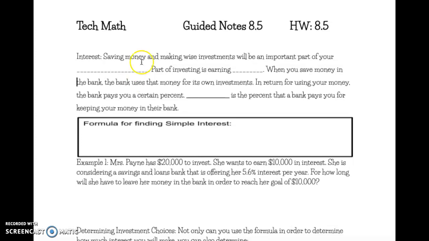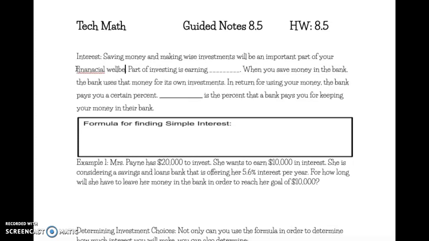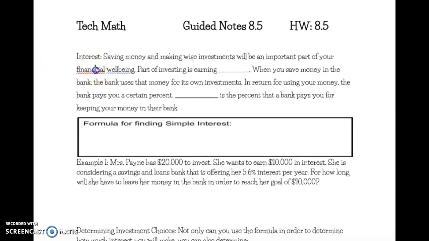So saving money and making wise investments is a really important part of your financial well-being. And that sounds like a bunch of big words, in my opinion, but they also sound like hooey. They don't make much sense. But essentially all that means is that if you want to have money and you don't want to be poor, you need to make really good decisions with your money. So you need to invest money and put money back into savings accounts.